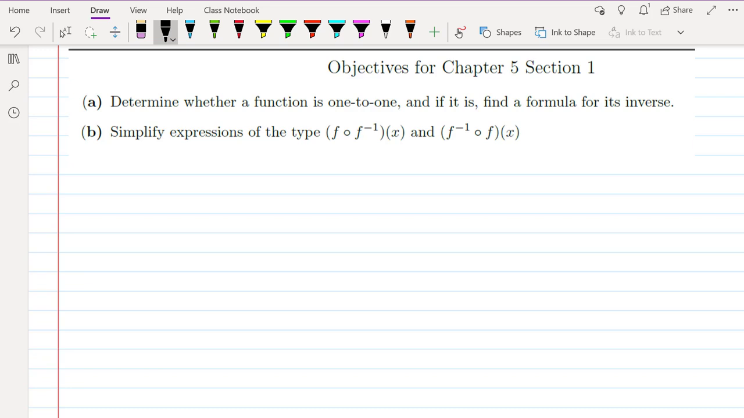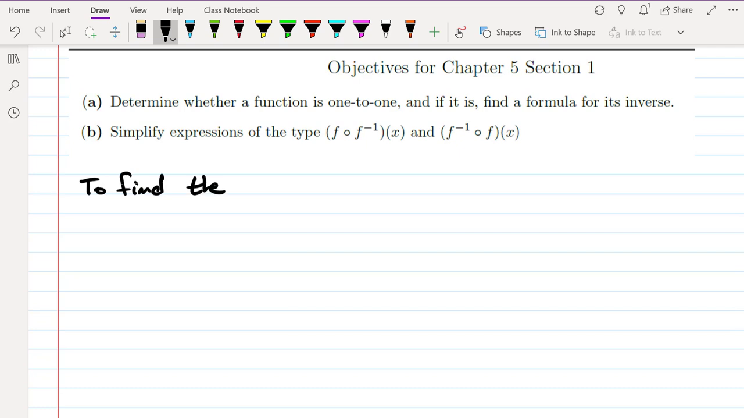In this section, we will be covering inverse functions. So our objectives are going to be, A, to determine whether a function is one-to-one, and if it is, find a formula for its inverse. And B, we want to simplify expressions of the type f circle f inverse of x and f inverse circle f of x.